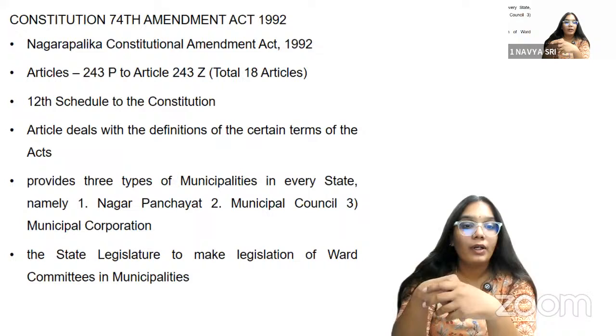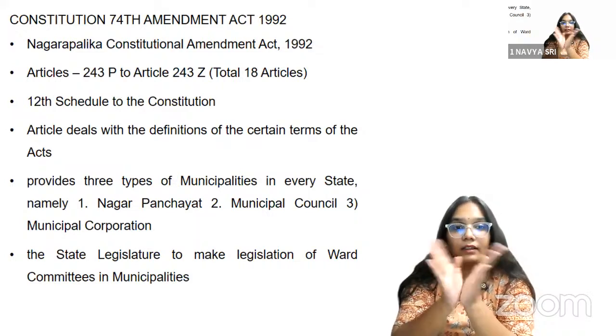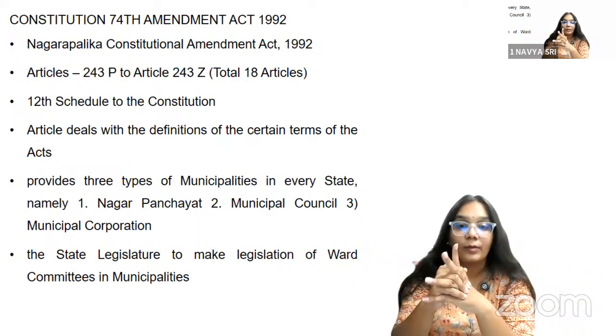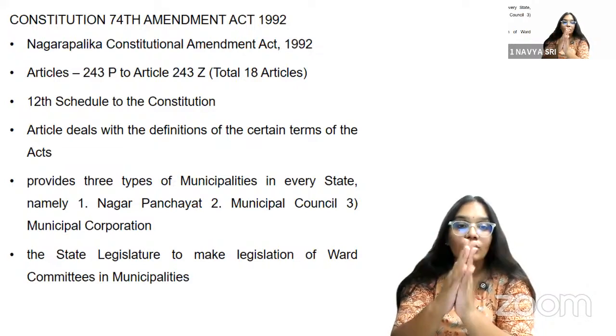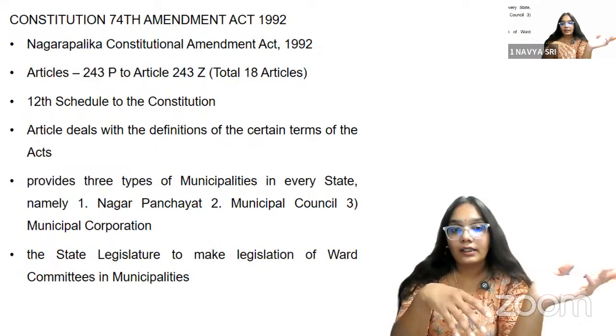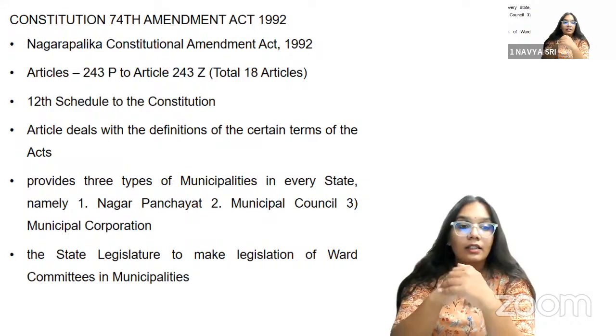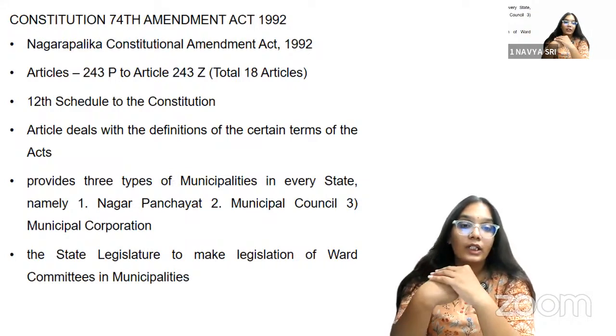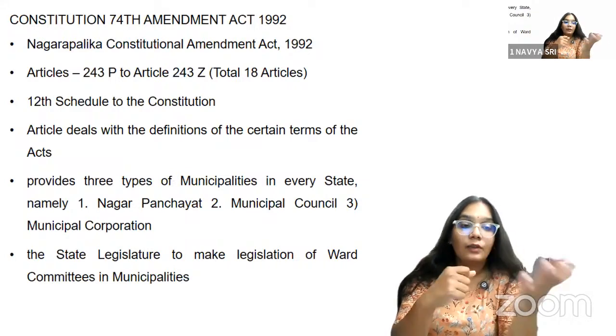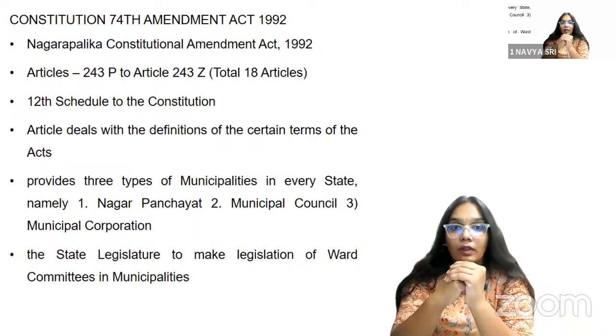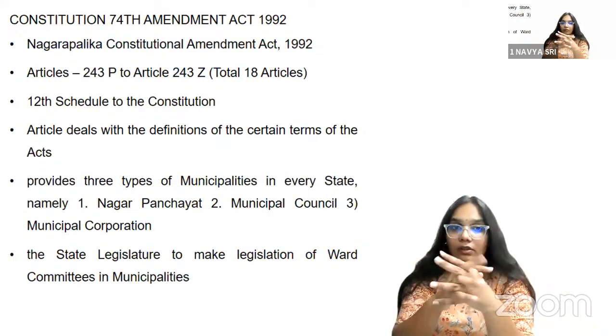The next one is the Nagarpalika Constitutional Amendment Act, the Constitution 74th Amendment Act 1992. So what are its articles? Earlier there were 16 articles, here there are 18 articles. So Article 243P to 243Z, and the 12th Schedule is also added. So now we have 12 schedules.